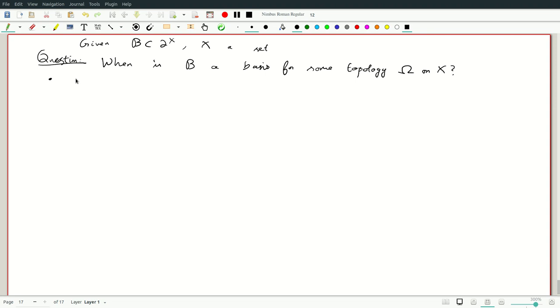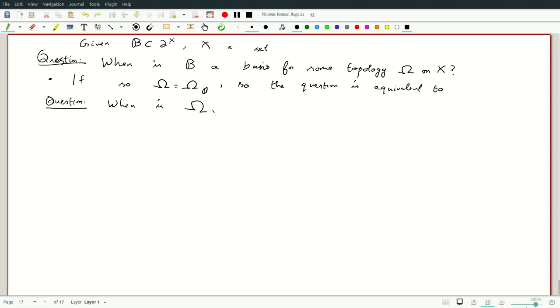Firstly, if omega is omega B, then the question is equivalent to the following question. I can reframe it: when is omega B a topology on X, or topological structure on X? Okay, so this is the question which we need to address.